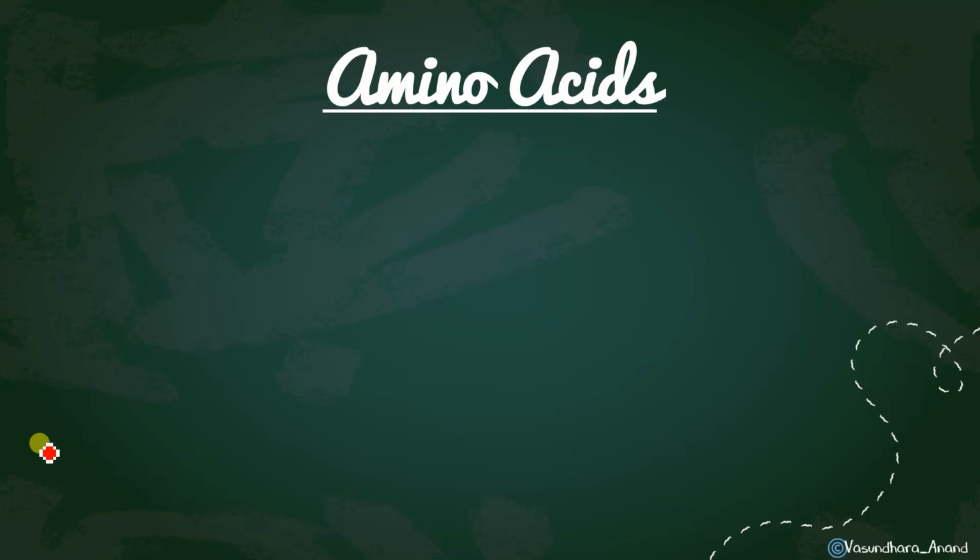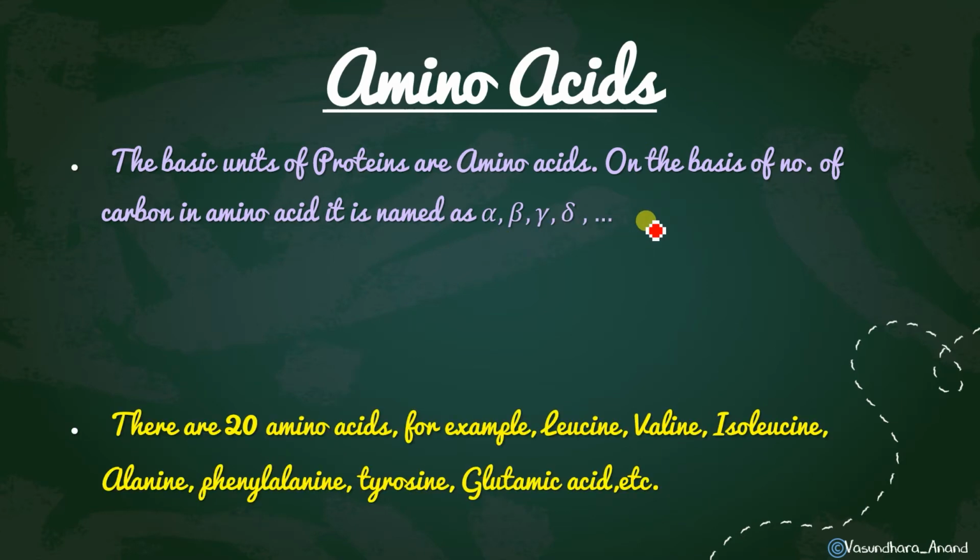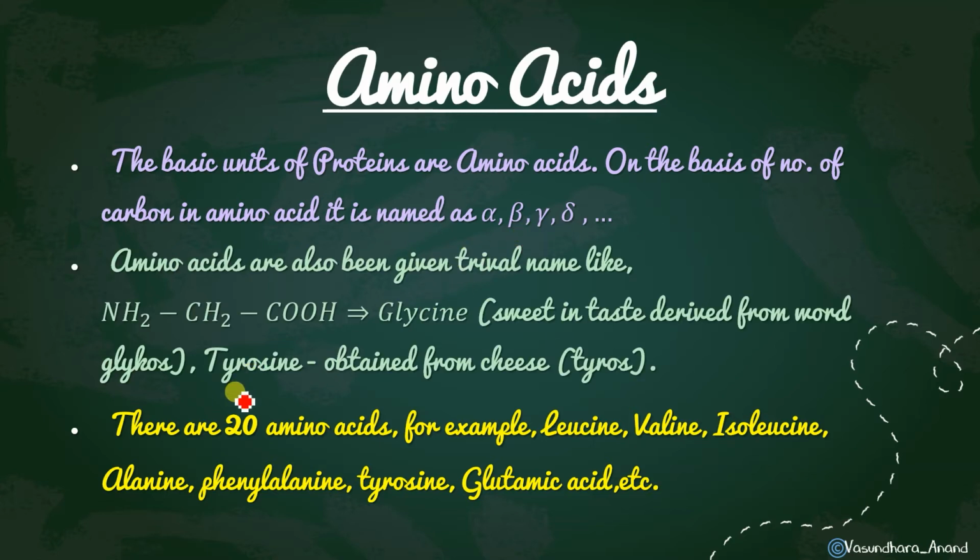As the name amino acid suggests, it is a compound in which an amino group, NH2, is there. We have done in organic chemistry that NH2 means basic character, isn't it? And it also has an acid. So both acid and basic character should be there in that compound. The basic unit of protein is amino acid. On the basis of the number of carbons in the amino acid, it is named alpha, beta, gamma, delta, omega and so on.